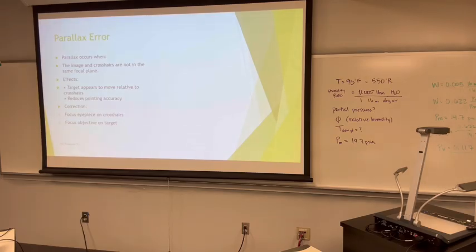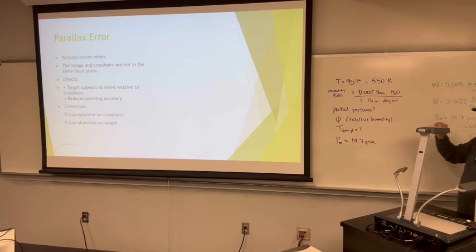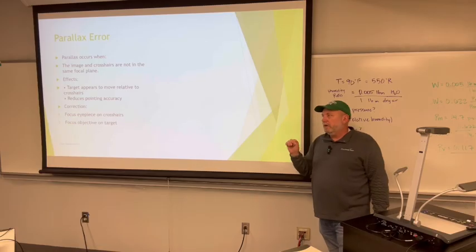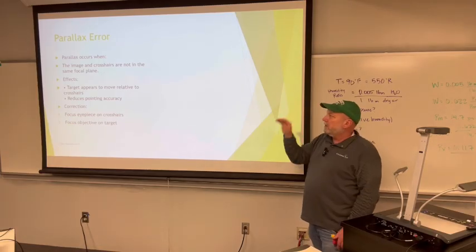Parallax. So that's when the image and the crosshairs are not in the same focal plane. And what that means is the target appears to move relative to the crosshairs. Obviously, if you're looking through and your head's kind of bobbing a little bit or whatever, the picture looks like it's kind of moving a little bit through your scope. That's going to be really hard to manually turn and center on your target precisely when it looks like it's moving.